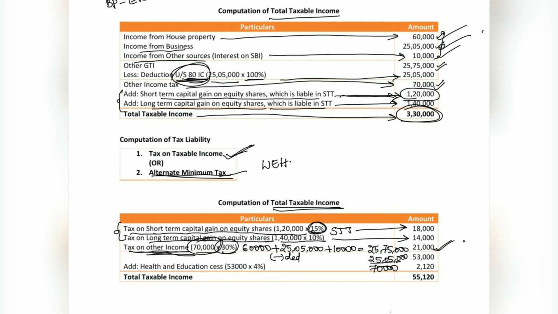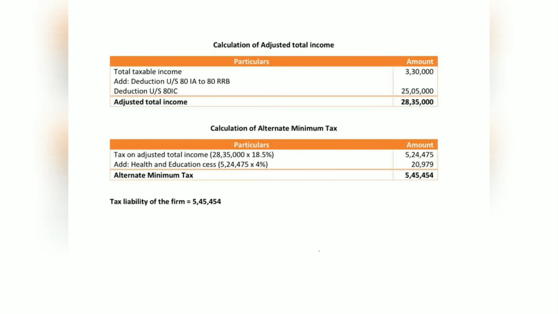If you sum up the short-term capital gain tax, long-term capital gain tax and other taxable income tax, you will get 53,000. Now if you calculate 4% health and education cess, it is 2,120. So the total tax is 55,120. Let us now calculate alternate minimum tax.